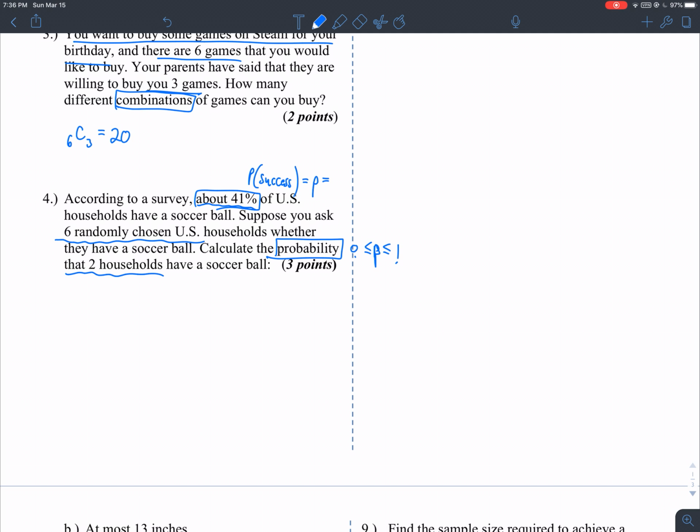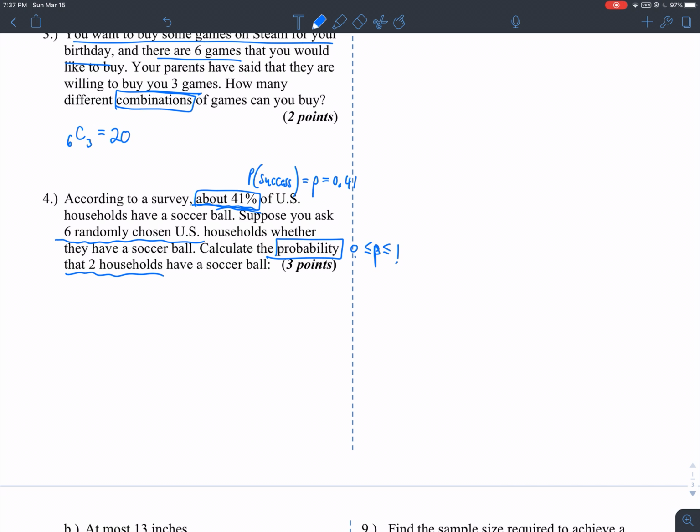And so this says, according to a survey, the truth is that about 41% of U.S. households have a soccer ball. So this is telling me the probability of success is about 0.41. Okay? The next condition was that the trials have to be independent. So you have to think about it. Are people independent of each other? If you buy a soccer ball, does that make me buy a soccer ball? So it seems like households would be independent of each other, roughly.